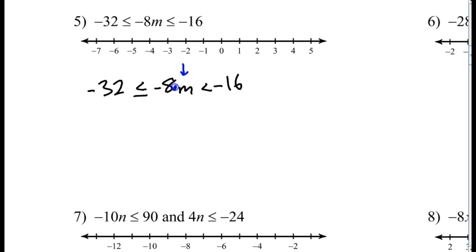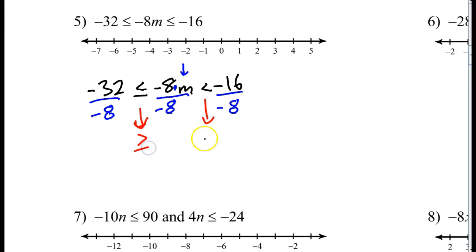This is multiplication, -8 times. So what do I got to do? Dividing by a negative. So what else do I have to do? Change both signs. Yep, change both of them. So we have those changing because we divided by a negative, right?